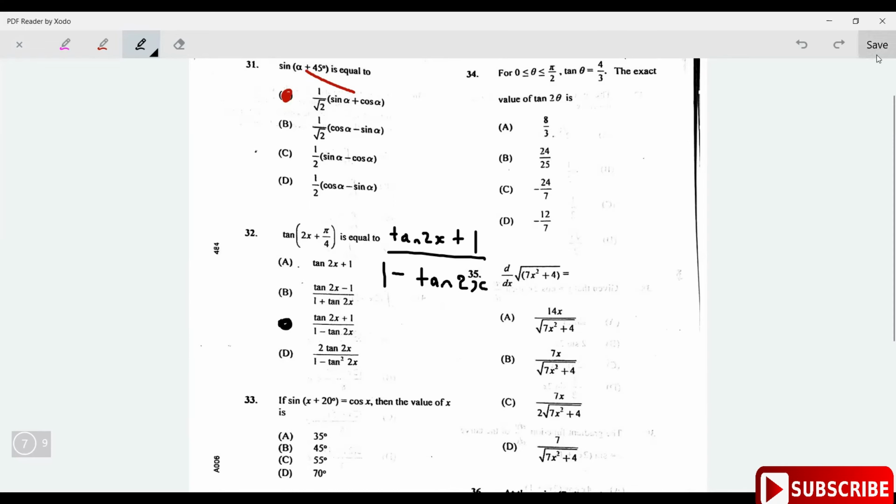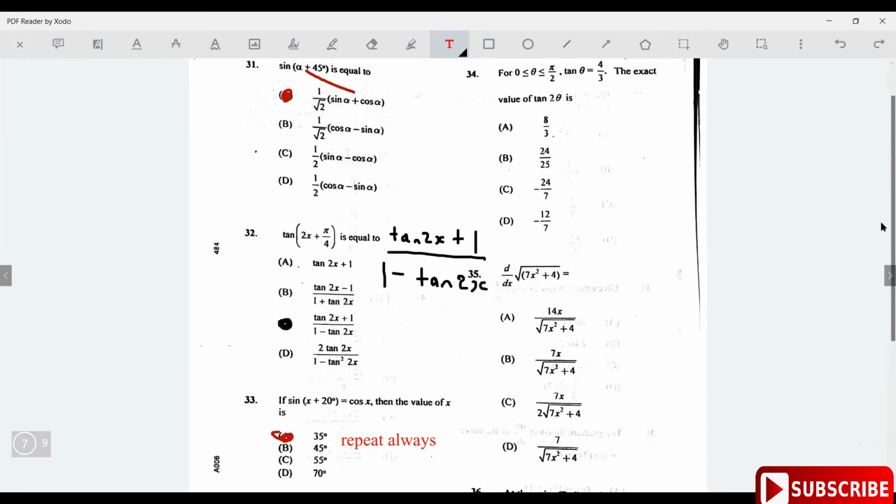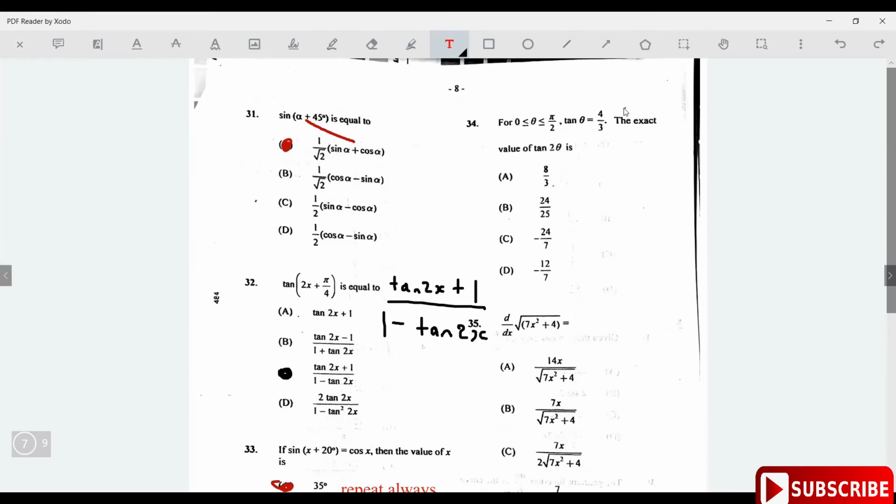Easy. Solved. Now this question has been repeated every year. We know that this is 35 degrees. This repeats every year. Big repeat. This is a question that comes straight up from 2012.